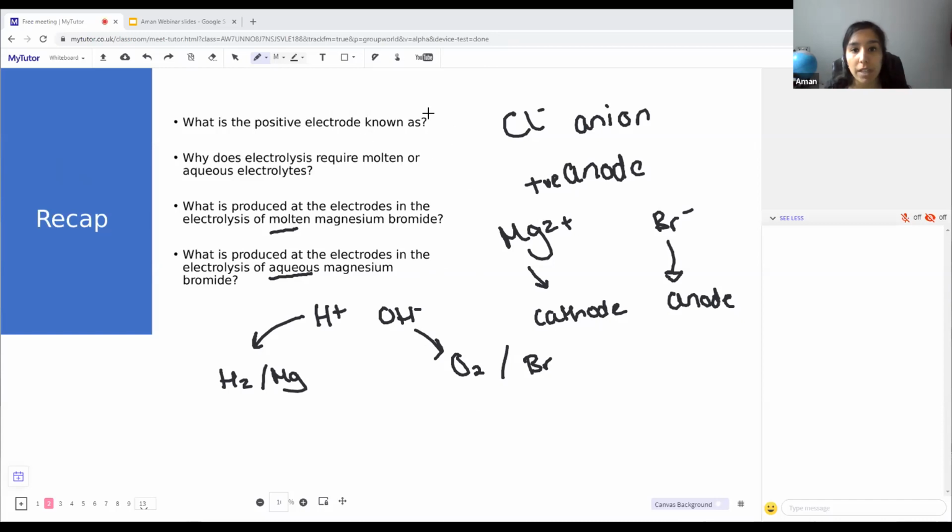The first answer is anode. The second answer there was because the ions are able to move when we heat the ionic compound or when we dissolve it in a solution. Magnesium and bromine at the cathode and anode respectively, and in this question it's hydrogen and bromine at the cathode and anode respectively. Great, well done everyone.